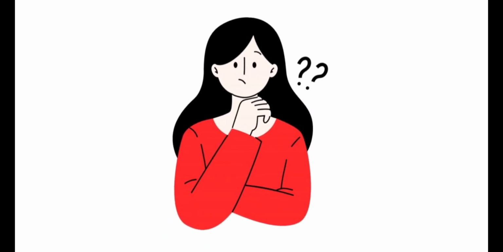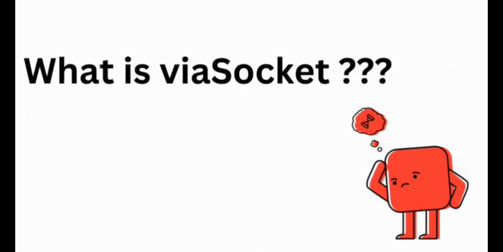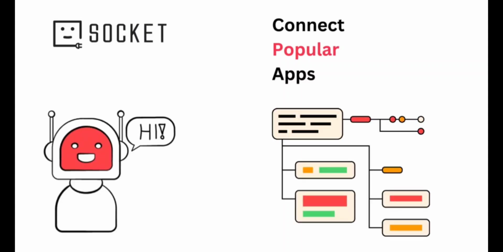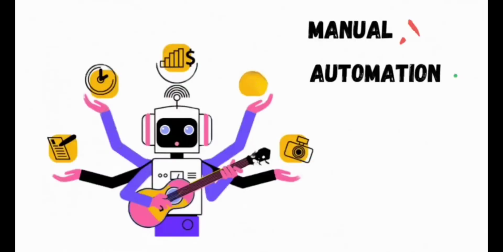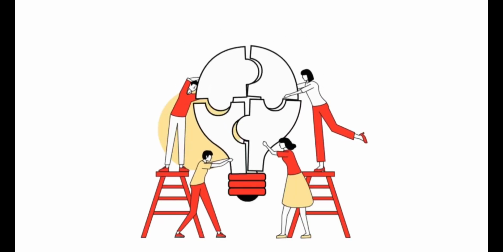Let's tackle the big question first. What is ViaSocket? ViaSocket is an app that automates actions in the software you already use by connecting your existing web apps together. It allows you to automate the work you are currently doing manually or build entirely new automated systems and even prototype your ideas.